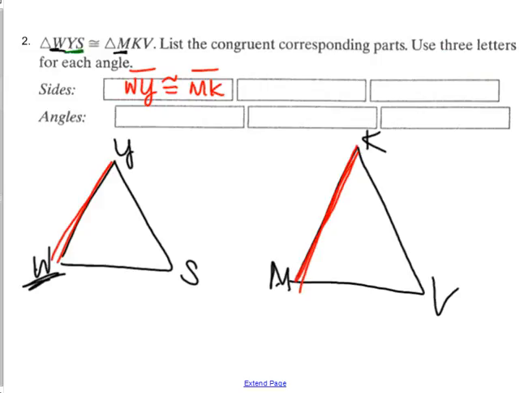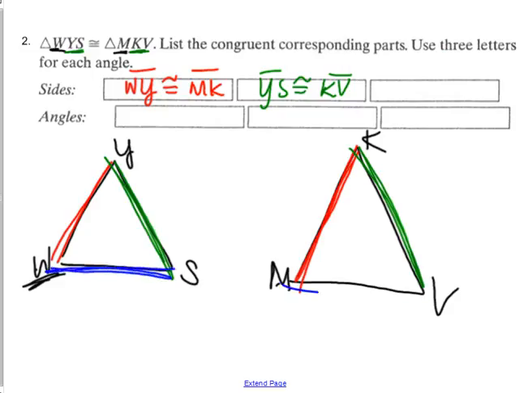So YS is congruent to KV. I can put it there, or I could put it right here. YS is congruent to KV. And then finally, the last side, WS, is congruent to MV.